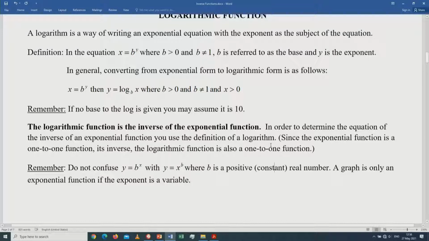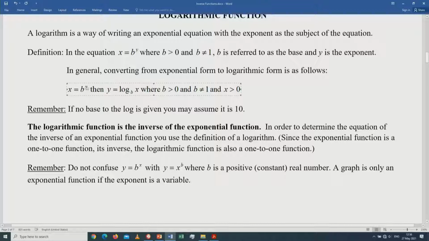Because remember, to determine the equation of the inverse, x and y values must be swapped. And then after swapping them, you make y the subject of the formula. So remember, here's the definition. This is key. This definition is very important because look at y. Y here is an exponent.